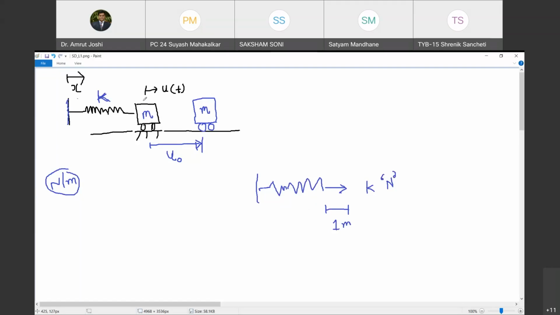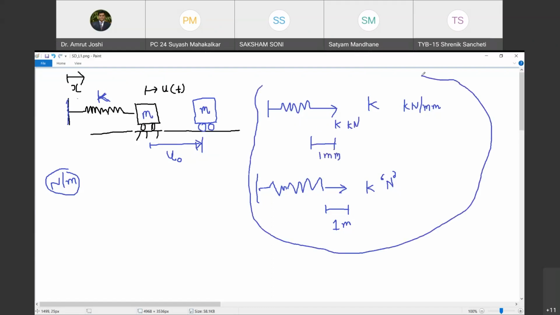Suppose you express the same stiffness in the unit kilonewton per mm, same stiffness K, but you are expressing it in terms of kilonewton per mm. So what is its meaning? If you apply a force of K kilonewton to this spring, then the spring would deform by 1 mm. Are you with me? Yes, sir.